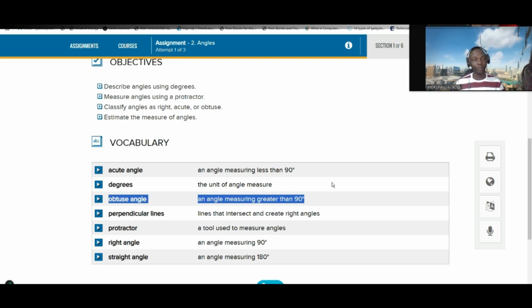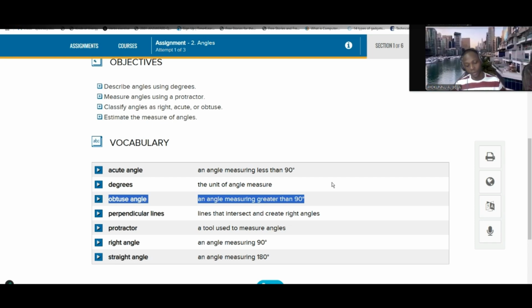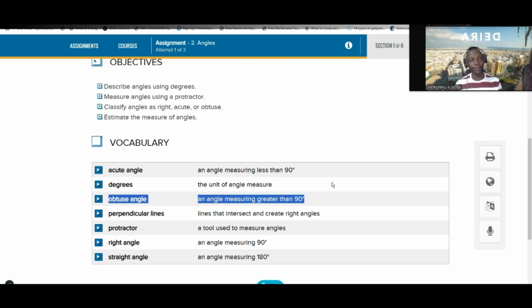I'm waiting for you. Obtuse angle: an angle greater than 90 degrees. Give me an example. Miggy, give me an example of an obtuse angle. Greater than 90. Give me an example.